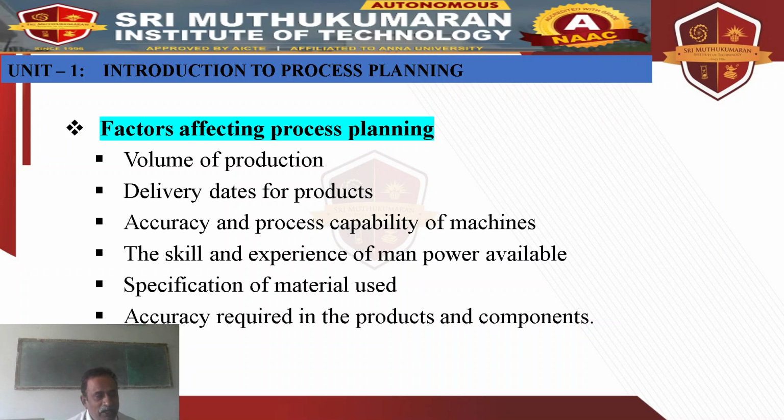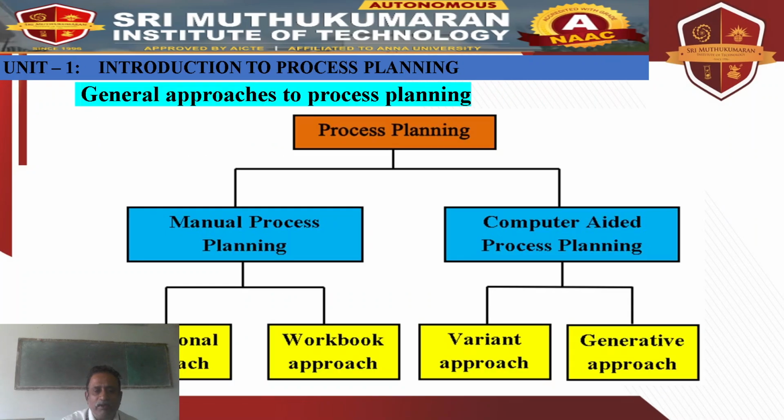Then specification of the material used. Based on the material used, we have to select the different machineries. For hard material, we can go for high strength machines, that is, the machines with which we can stand higher machining forces. Then accuracy required in the products and components. What is the accuracy required for the actual component? It also decides the selection of machines and processes.